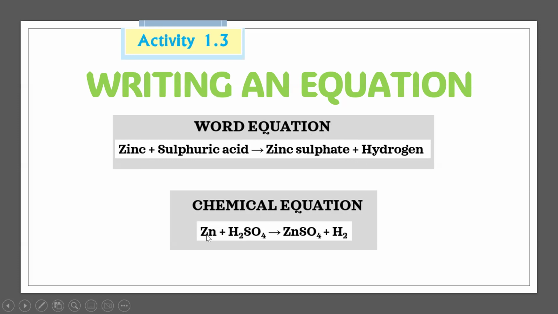This is the chemical equation: zinc plus sulfuric acid. The chemical formula for sulfuric acid is H2SO4. That results in the formation of ZnSO4. SO4 means sulfate, okay, and H2 gas is formed.